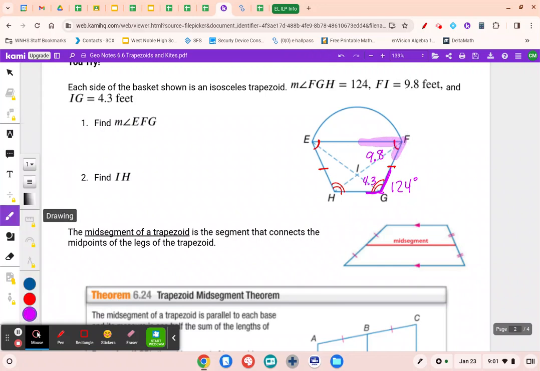Once again, y'all, you can use either the idea that this is also 124 and have x plus 124 plus 124 equals 360, or you can just know that these two, and by those two I mean the angles, not the side lengths or the diagonal lengths, the 124 and the angle we are trying to find equal 180. So we solve.